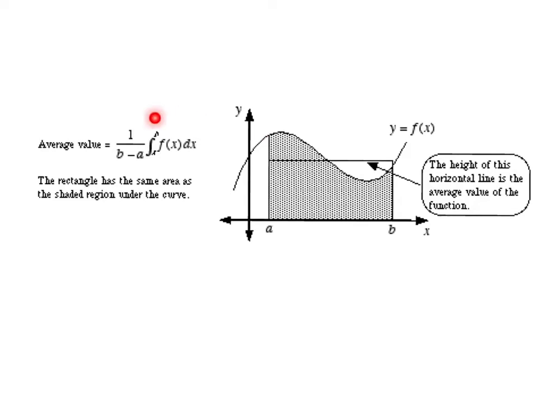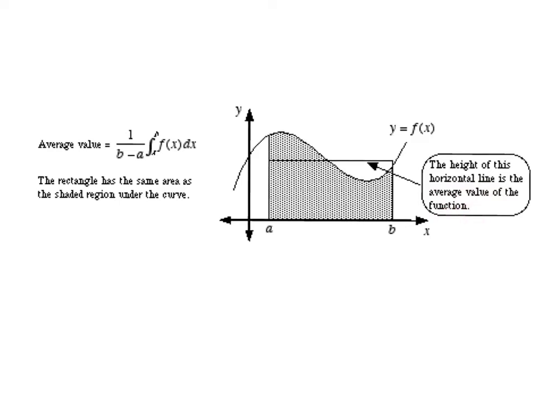The first thing we do have is our formula. Okay, we've got our average value formula, and then the theoretical conception here that the rectangle has the same area as the shaded region underneath the curve. And then over here, I think the picture says it nicely. We're saying that the height of the horizontal line is the average value of our function.